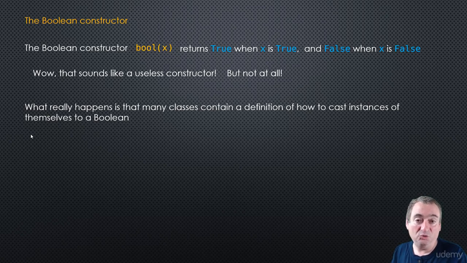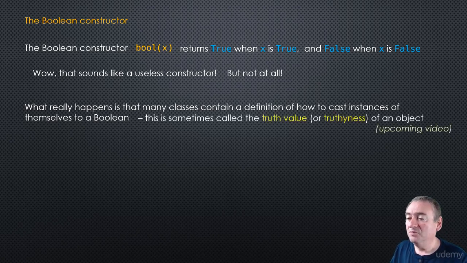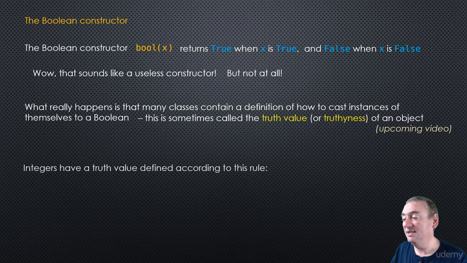And we can actually define what that property should be and how it should behave. And we'll get into that in the section on object-oriented programming. But this is sometimes called the truth value of an object, or the truthiness is used also quite commonly to describe this. And basically it's just what is the truth value of an object. And we'll have an upcoming video that discusses that in a lot more detail.